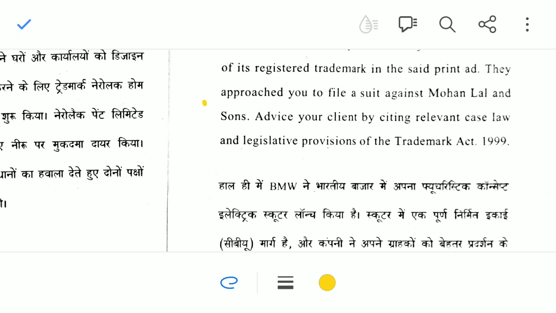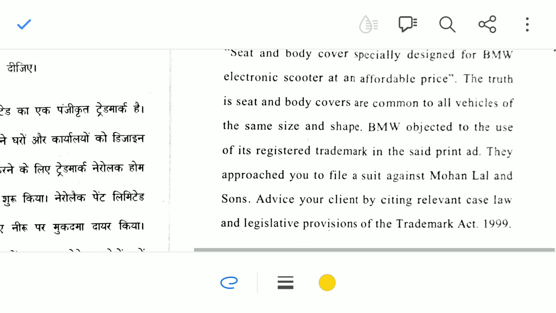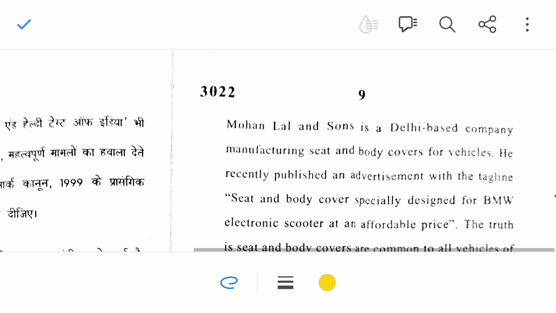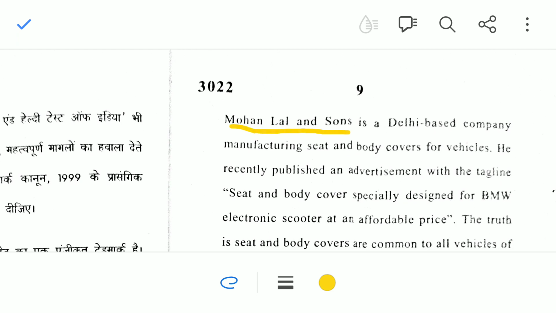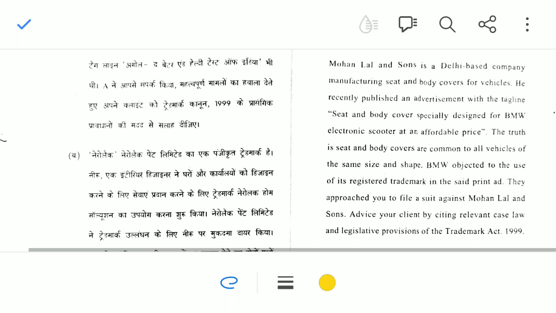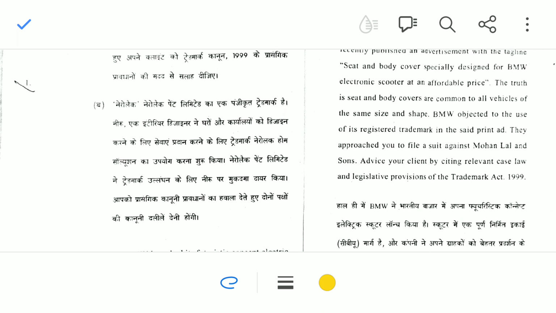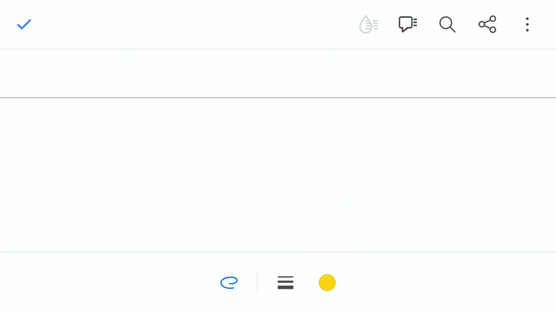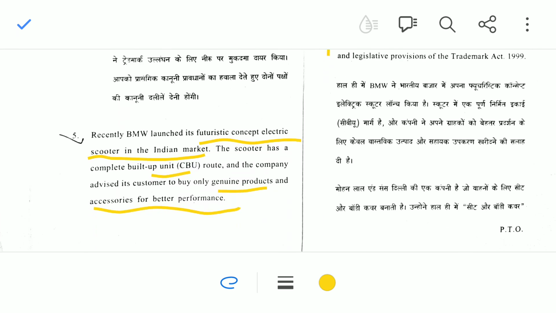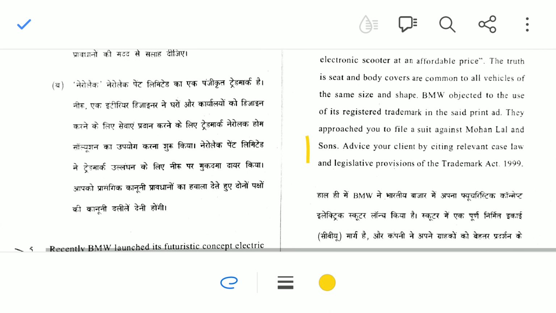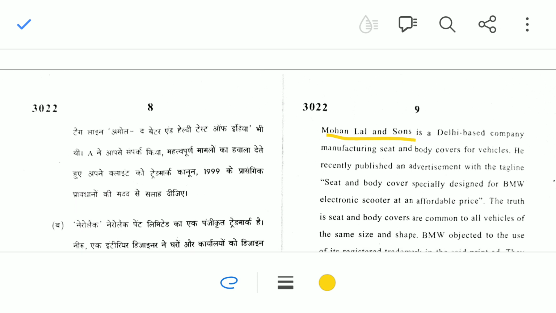Of its registered trademark. Sorry, of Mohanlal and Sons. Company recommended genuine product of Mohanlal and Sons. So performance, and is a Delhi-based company manufacturing seat and body covers for vehicle.